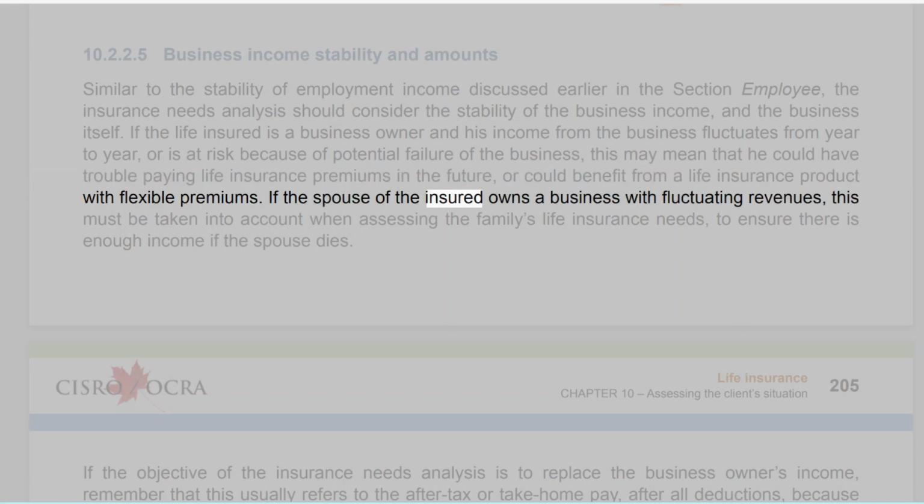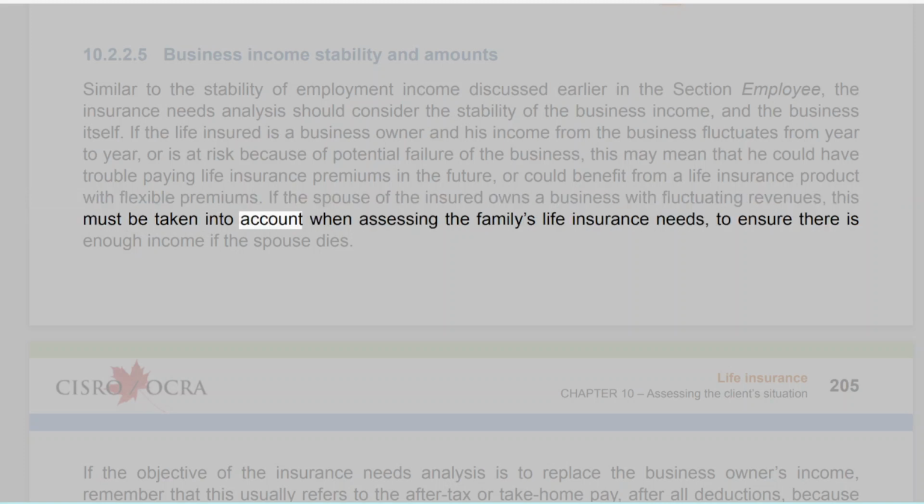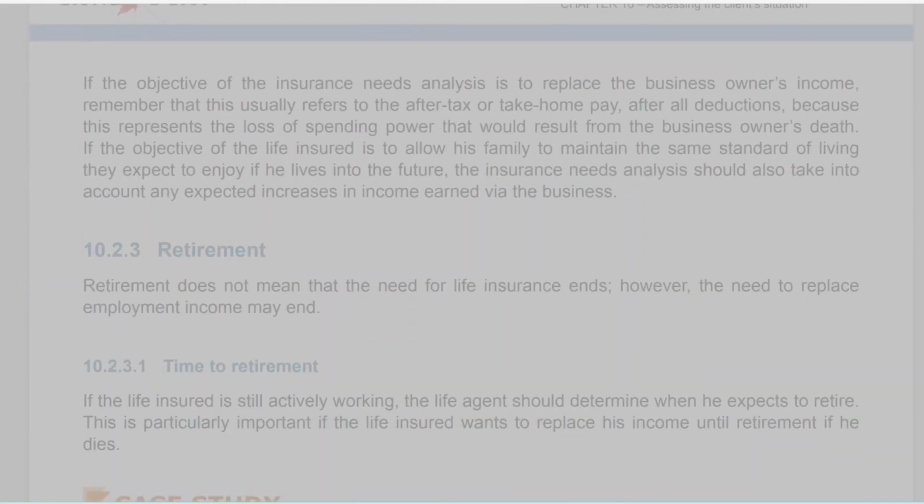If the spouse of the insured owns a business with fluctuating revenues, this must be taken into account when assessing the family's life insurance needs to ensure there is enough income if the spouse dies. If the objective of the insurance needs analysis is to replace the business owner's income, remember that this usually refers to the after-tax or take-home pay, after all deductions, because this represents the loss of spending power that would result from the business owner's death.